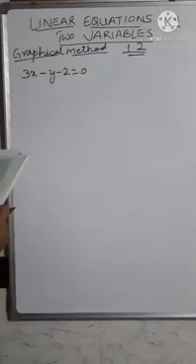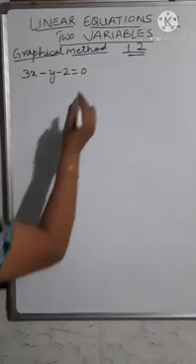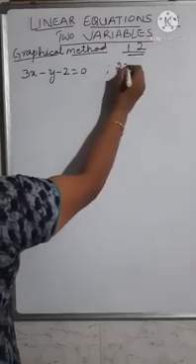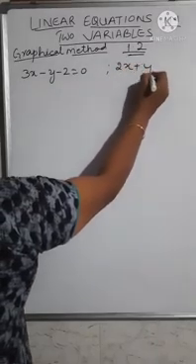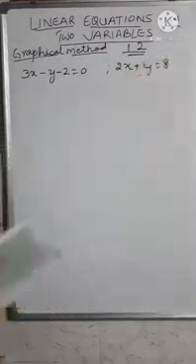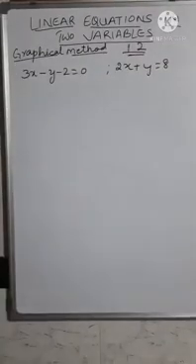3x minus y minus 2 is equal to 0. In the second equation you have got 2x plus y is equal to 8. So now you have to solve the two given linear equations and find the solution of the linear equations by using the graphical method.